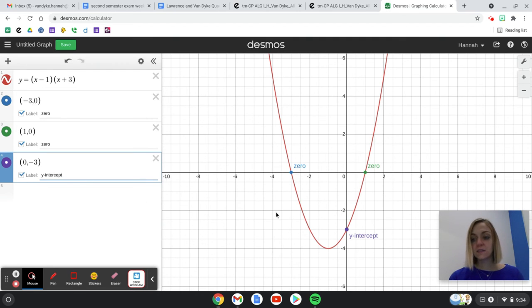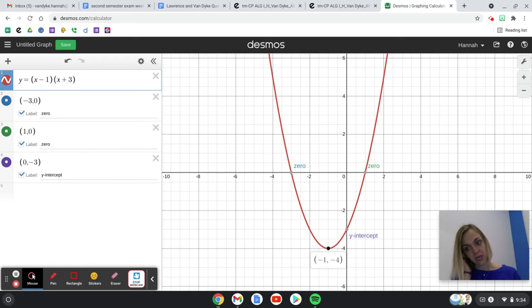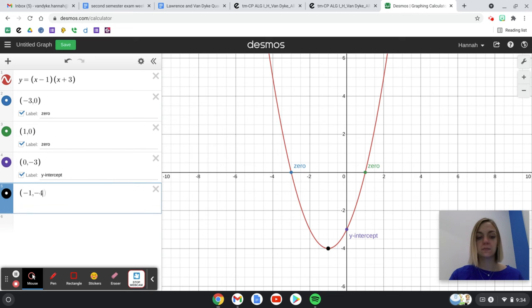Now, my vertex is going to be like the tip of my parabola, which if I come down here, it's going to be my lowest point. So my vertex on this is -1, -4. Sometimes it'll be your highest point or your maximum, but in this case, it is our lowest point.